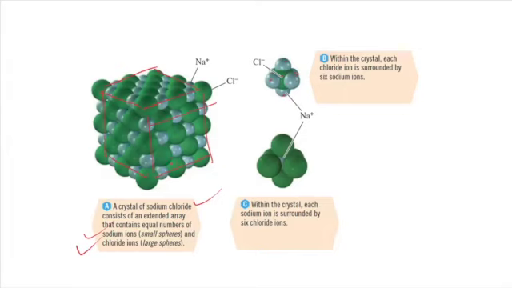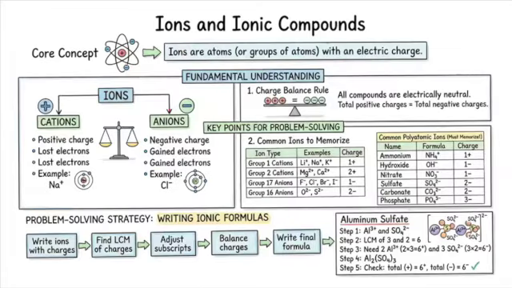So you have the sodium, which is a small sphere, and the chloride happens to be a bigger sphere, just like that. This is just for illustration, okay? We have sodium and chloride forming like that, okay? So ions and ionic compounds, right?